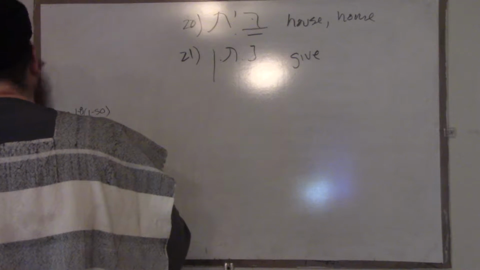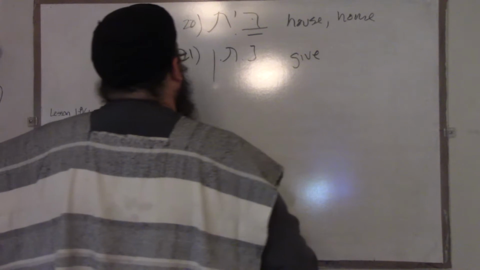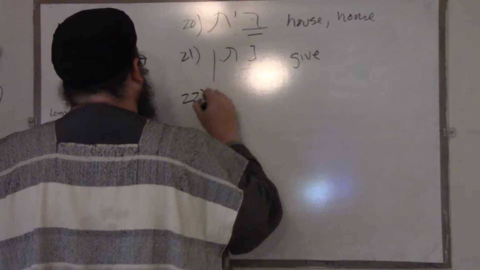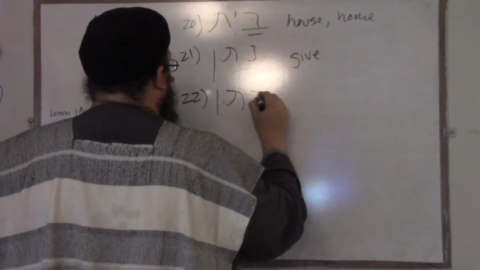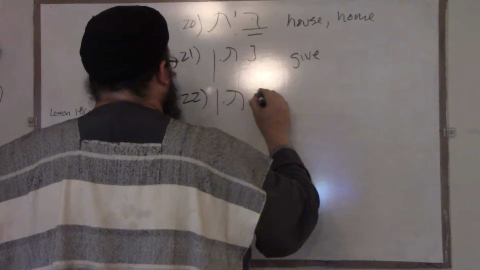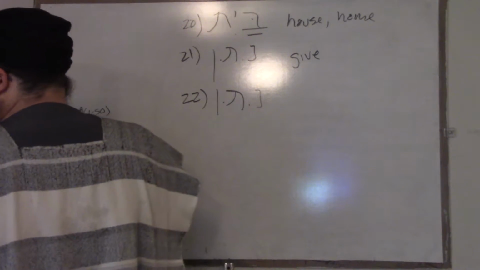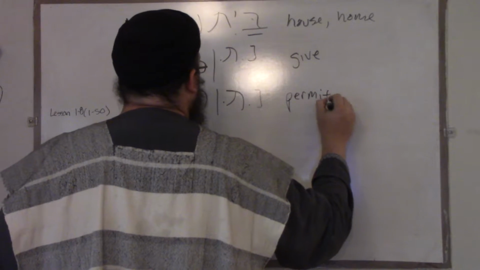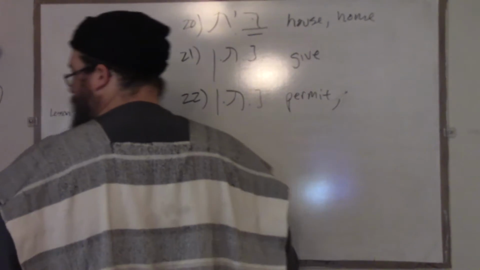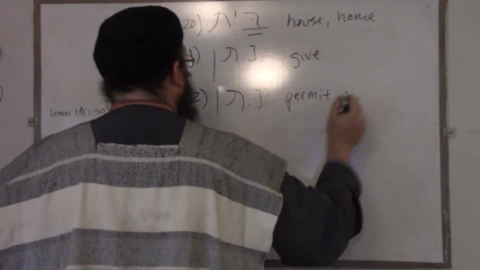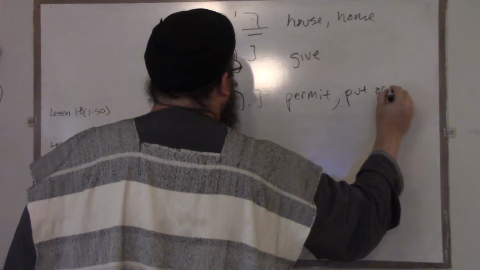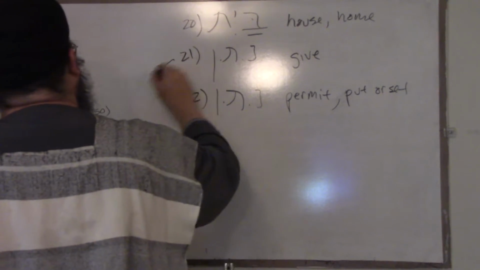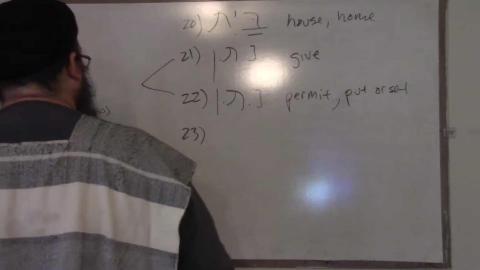There is another meaning by which natan is used, and I'm going to write that as a separate root so we can kind of separate them, because you're not going to understand how these can work together. And that's the fact that this can be used for permit, or to put or set. 23. So even though this is like 21, you're going to have to look at it as two separate things.